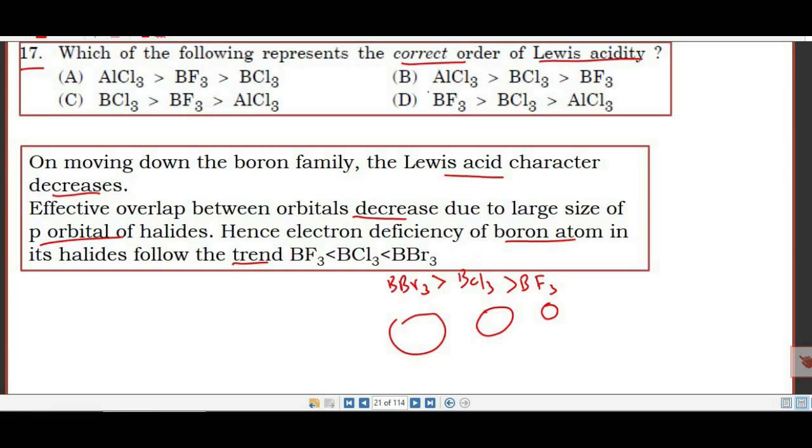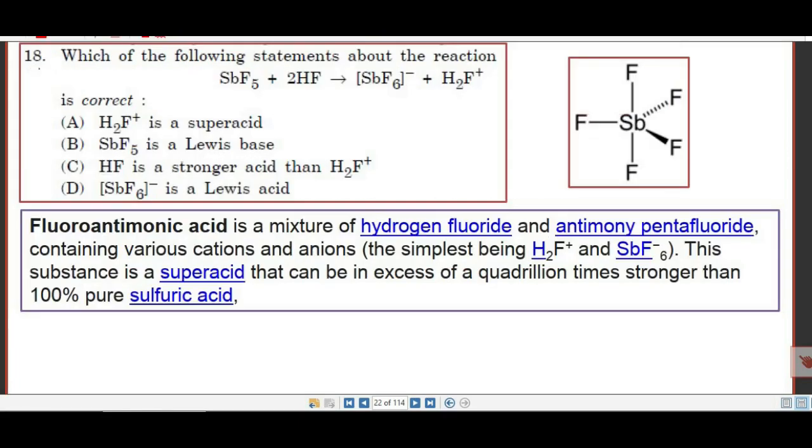Hence here, in this option, AlCl3 is a more acidic Lewis acid than BCl3 than BF3. Option B is correct.